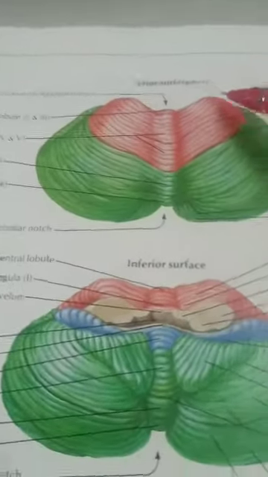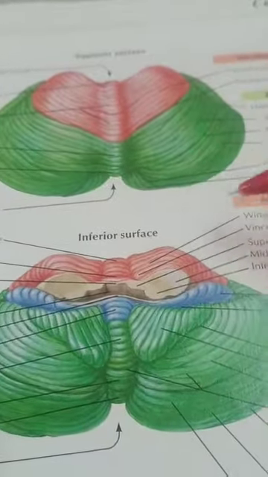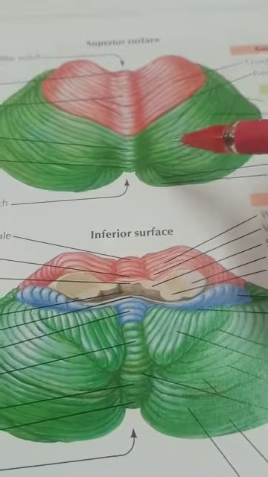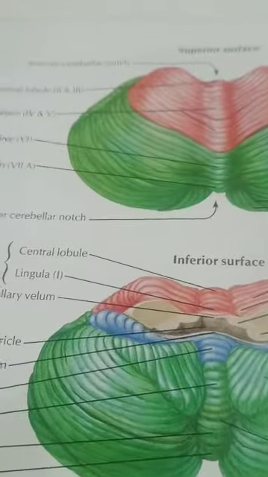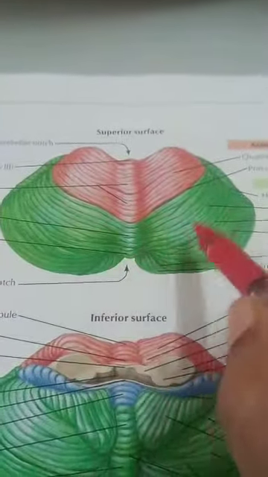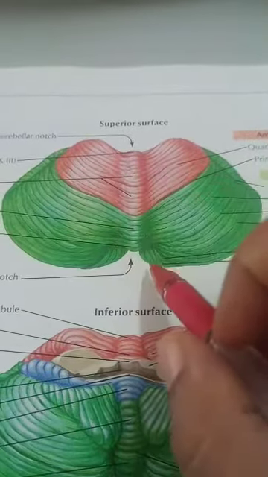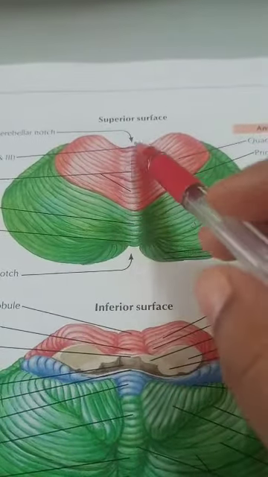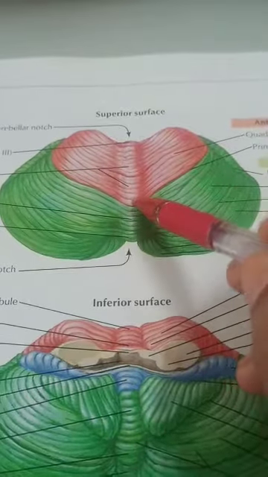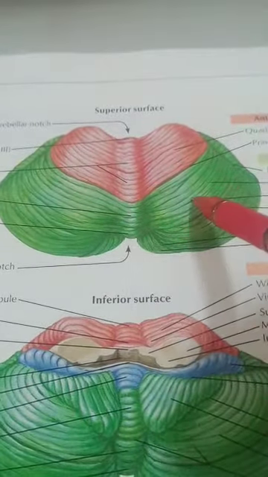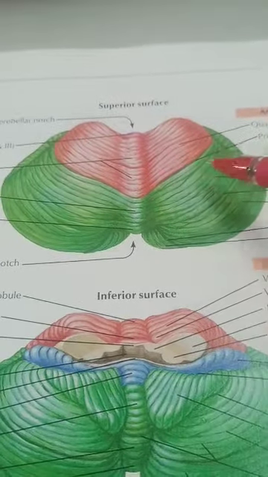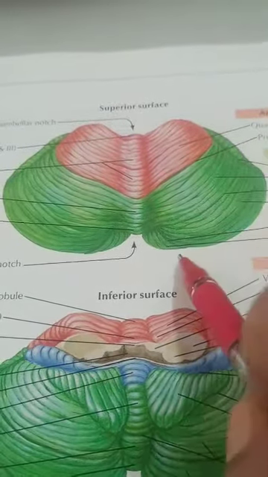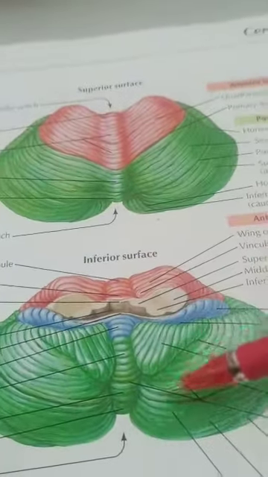Then next comes the cerebellum. So this is the cerebellum, which is known as the hindbrain. The cerebellum has two hemispheres, right and left, which are connected by a median vermis. This is the vermis. Each hemisphere has a superior surface and an inferior surface.